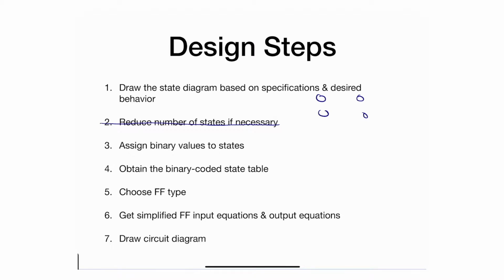The next step is to figure out the binary values for these states. The states in here are S0, S1, S2, S3. There are different ways of coding them. You can code them in binary or Gray code or any code for that matter. And then after you do this, you usually go and draw the state table.